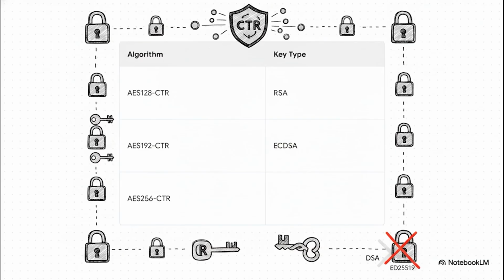As for the key types themselves, the system strictly accepts RSA and ECDSA. If an exam question tries to trick you by throwing in DSA or ED25519, you know they are definitively incorrect based on the baseline 7.5 documentation.